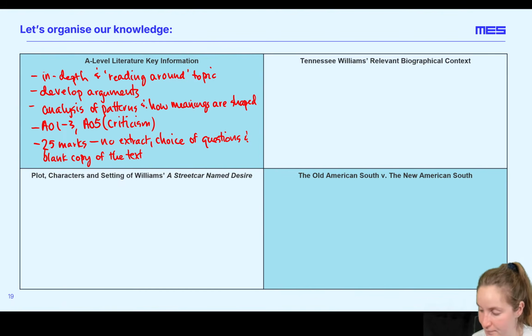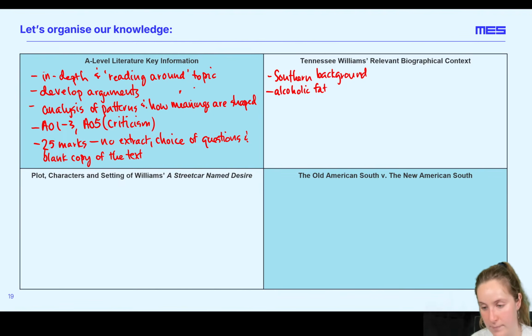With Tennessee Williams himself, we've got, for example, his own Southern background. We've got his alcoholic father. We've got his Southern Belle mother. We've got their abusive relationship, as Tennessee Williams himself described it, unhappy. We've got his sister's lobotomy and institutionalization.